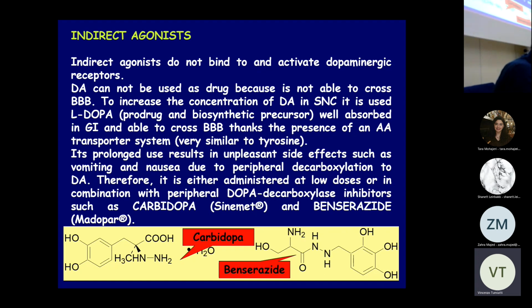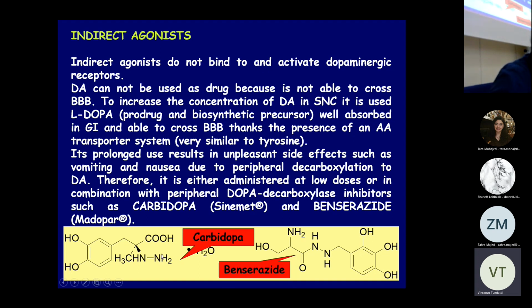Can we see the chemical structure of carbidopa? The problem is we have to inhibit an enzyme responsible for the decarboxylation of L-DOPA to dopamine. Yes, we have to block this enzyme. So it is necessary to design something very similar to the substrate.